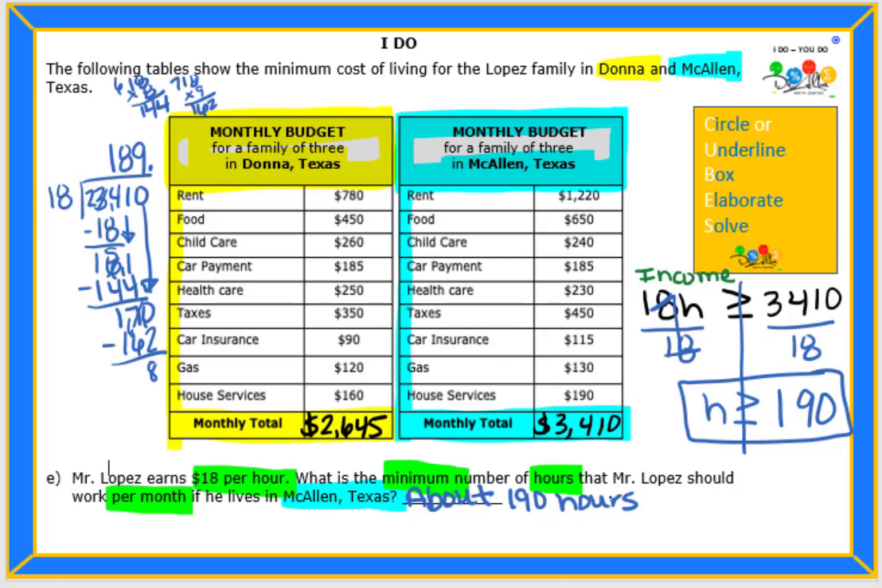So now it's going to be your turn to work with a budget and put all of this together. Good luck.